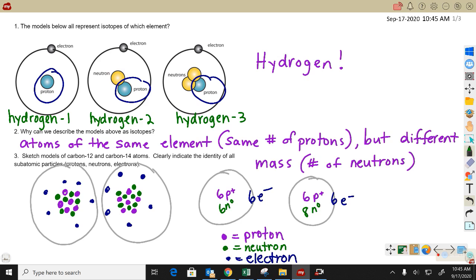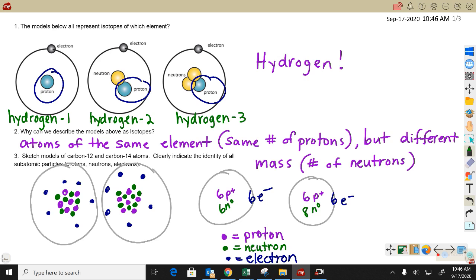Question 3 had you sketch a model of carbon-12 and carbon-14. Indicate the identity of all subatomic particles. That just refers to the protons, neutrons, electrons. So whether you did a little key and say what color they are, or sometimes people make them different shades, like I'm going to draw little lines in this one, or I'll put little polka dots in this particle. Or you just draw arrows and show the arrow for a proton, neutron, electron. Mine aren't the greatest models, I gotta admit.